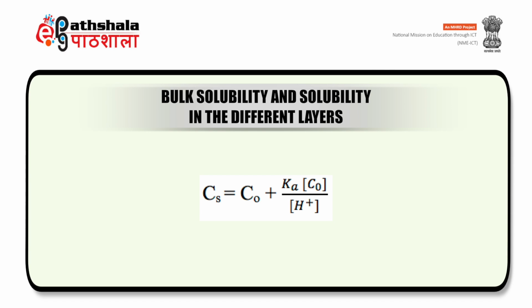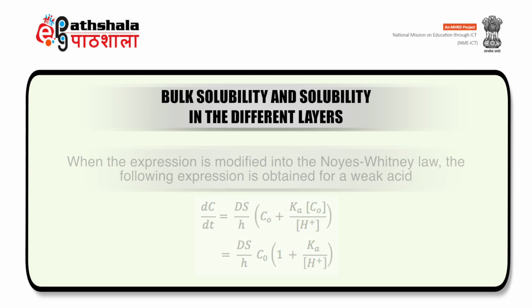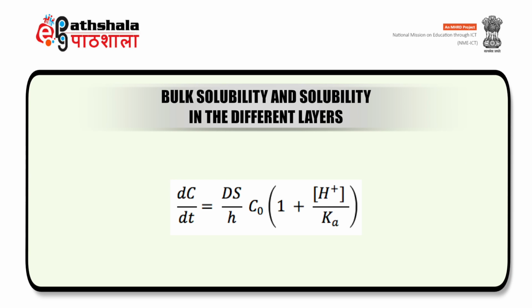This equation represents the solubility of weak acids, and the following equation represents the solubility of weak bases, where Cs = C0 + C0 [H+] / Ka. When the expression is modified into the Noyes-Whitney equation, the following equation is obtained for a weak acid as shown below, and for the weak base as depicted by the equation, dC/dt = DS/h (C0 (1 + [H+]/Ka)).